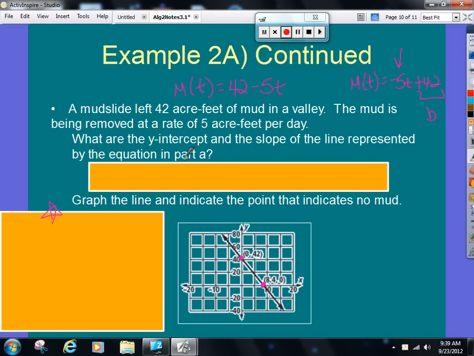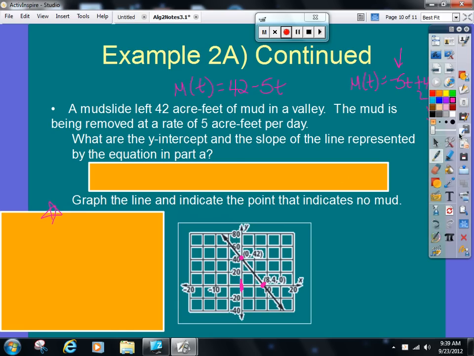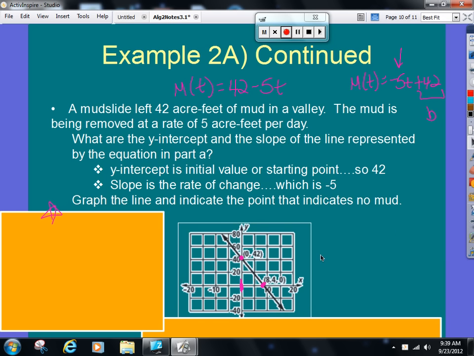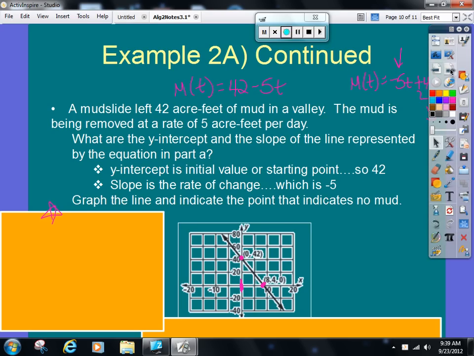Okay, again, the y-intercept here is representing that initial condition. Where am I at when time is 0? Because this is time, remember? So time is 0. It's representing the initial value, that 42. That rate of change is the removal rate of the mud. That's the relationship between the graph and the equation.